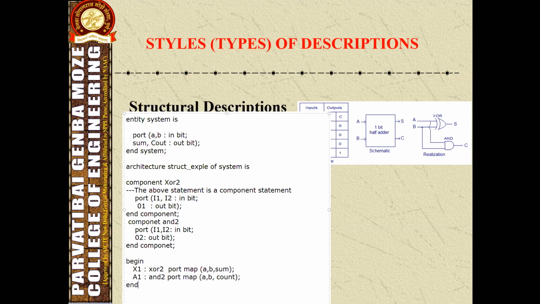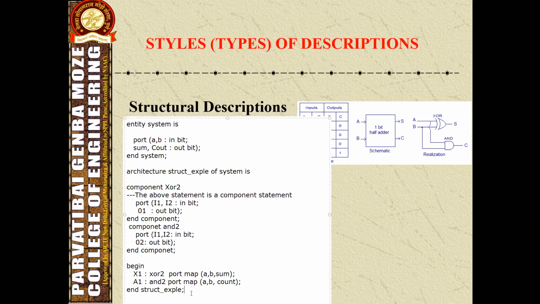Then we have to end with the structure name. Here we have begun with a structure name. This is an architecture structure. We have to end with this name. Control C and Control V. This is the example of structural architecture. This is the example of structural operation. Here the information about each gate or component we have to define first, and then we map our input and output terminals with those component port information.